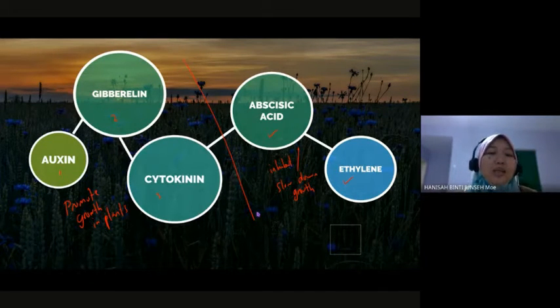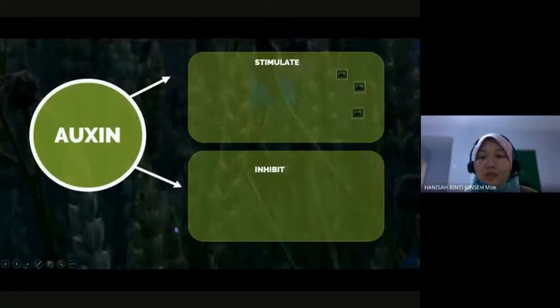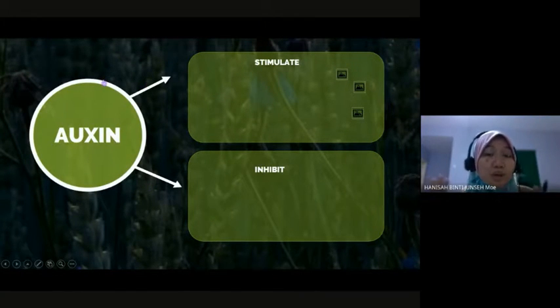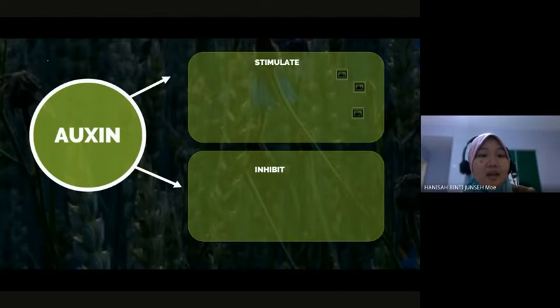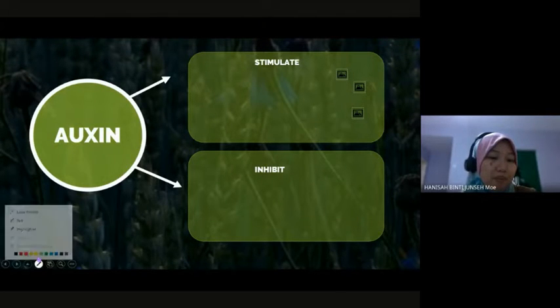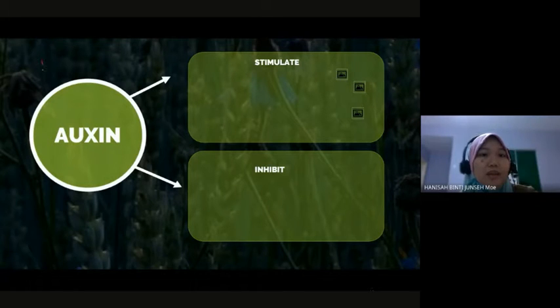Okay, so let's look at these first three. Let's start with auxin. As you can see here, I divide the functions of auxin into two. First is to stimulate, and then the second one is to inhibit.